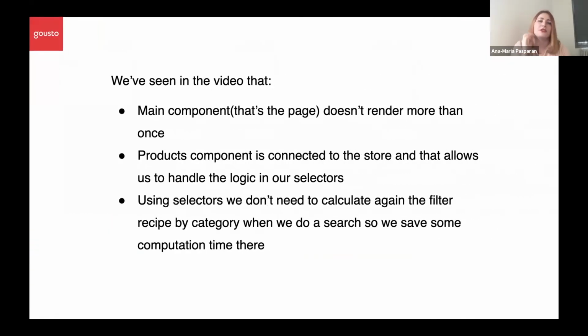So what we've seen in the video is that the main component, that's the page, doesn't render more than once. The product component is connected to the store, and that allows us to handle the logic in our selectors, and also render just the product component when we do changes. Using selectors, we don't need to recalculate the filter recipe by category when we do a search, so we save some computation time there. So this was just one selector and one simple filter, but just imagine how you can save a lot of computation in other kinds of scenarios.